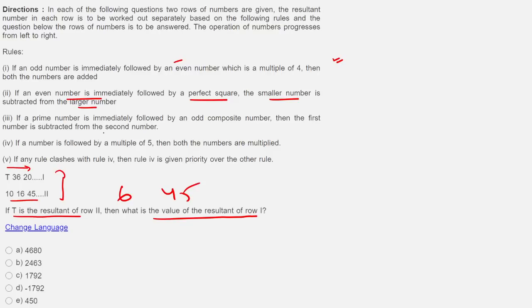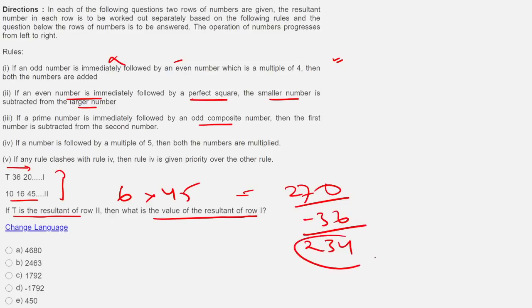I'll get a 45 here. If the prime number is immediately followed by an odd composite, no. If a number is followed by a multiple of 5, yeah, so 6 into 45 is what I'll have to do. This is 270. 270 is basically T, right? Then what will happen? If an even number is immediately followed by a perfect square, yes, 270 and 36. So 270 minus 36 I'll do. I'll get 234, right?